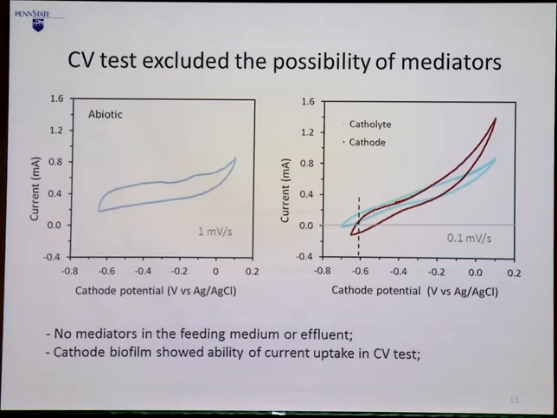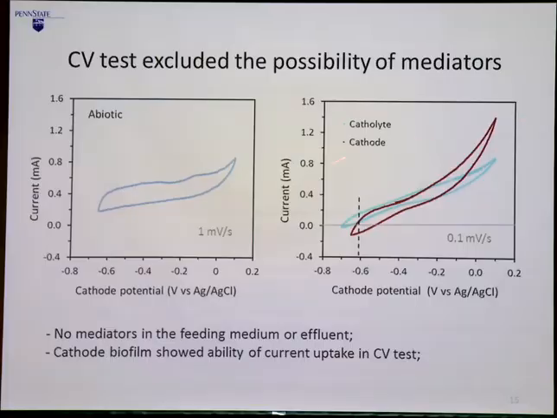The CV test was done on the abiotic reactors before the inoculation of the Clostridium acetobutylicum, all exactly the same, feeding on the cathode and anode. And there are no mediators in the influent. Also, CV was done at the end of cycle 4 on the catholyte with suspended cells, and on the cathode. The cathode is the red one, and the catholyte is the blue one.